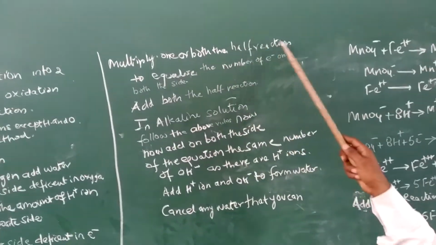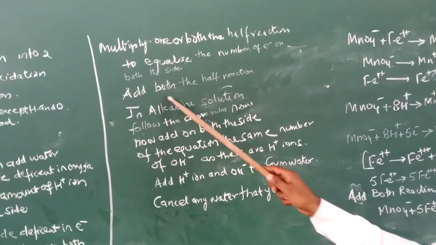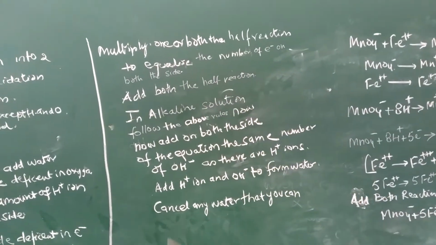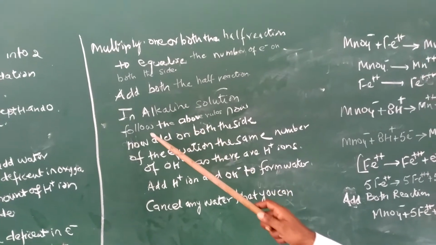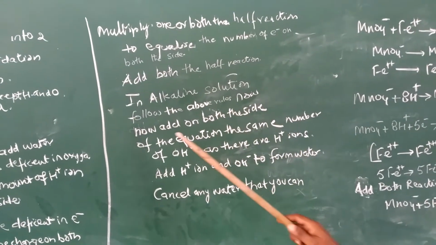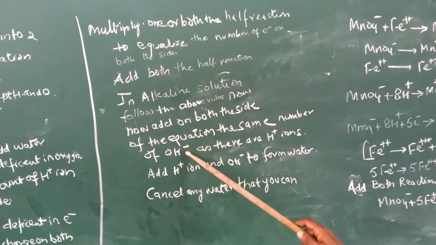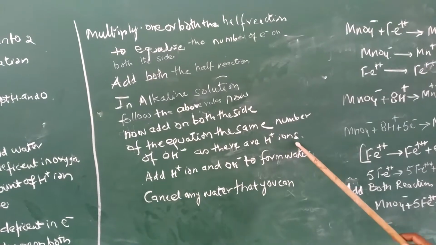Multiply one or both the half reactions to equalize the number of electrons on both the sides. Add both the half reactions. Now in alkaline solution, you will follow the above rules, same rules. After that, now add on both the sides of the equation the same number of OH minus ion as the number of H plus ion.